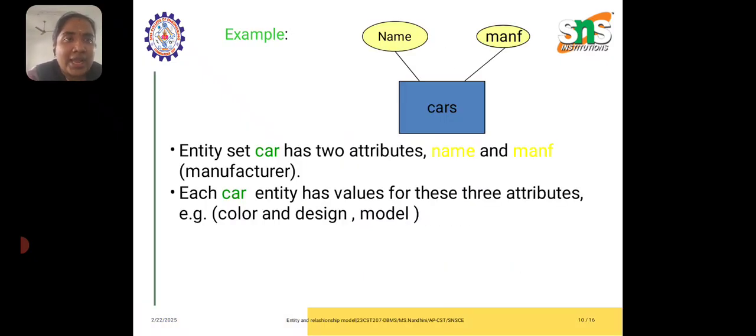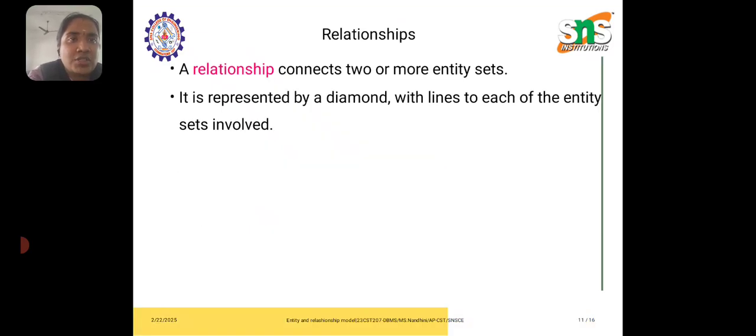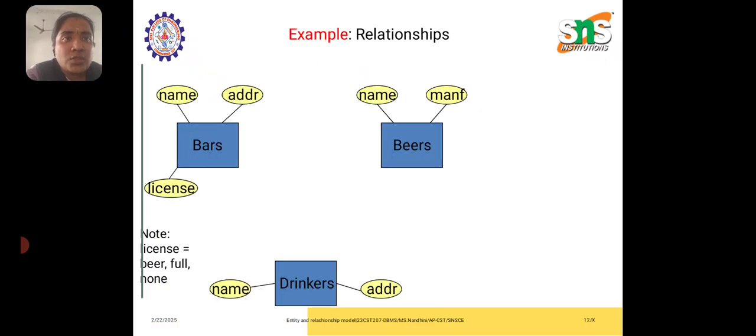And for example, a car. Car is an entity and the attributes for this car are name and the manufacturer. Entity set car has two attributes, one is name and the other is manufacturer. Each car entity has values for those attributes. Example, color and design and model. Relationship: a relationship connects two or more entity sets. It is represented by a diamond with lines to each of the entity sets involved.